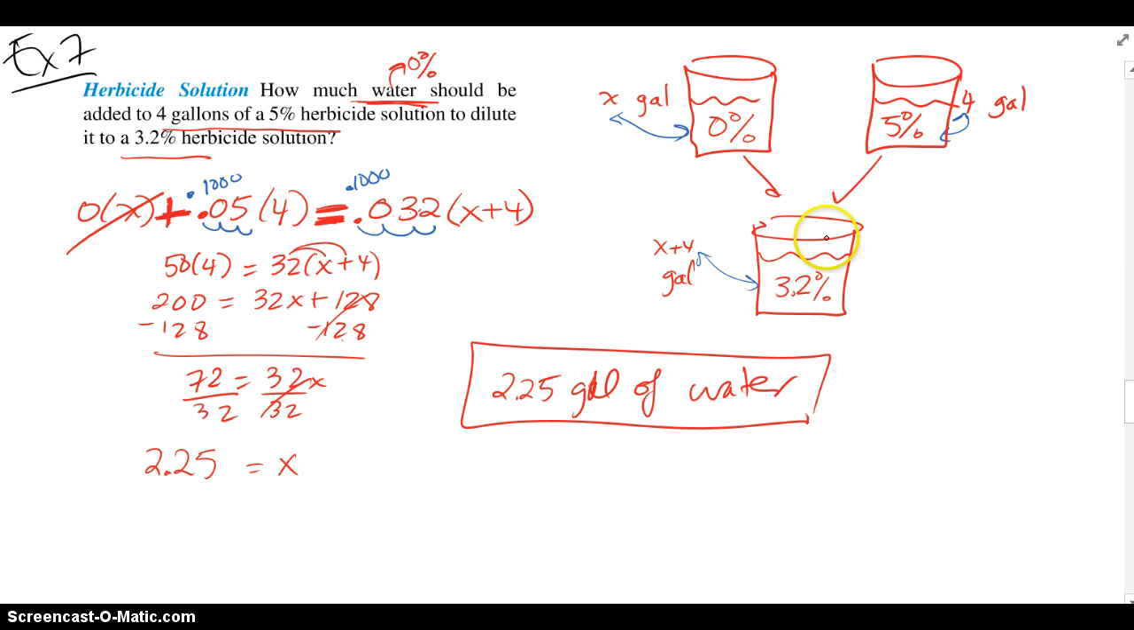So we just need to knock down the concentration a little bit. That's why we need more, 4 gallons of the 5% and less gallons of the water.